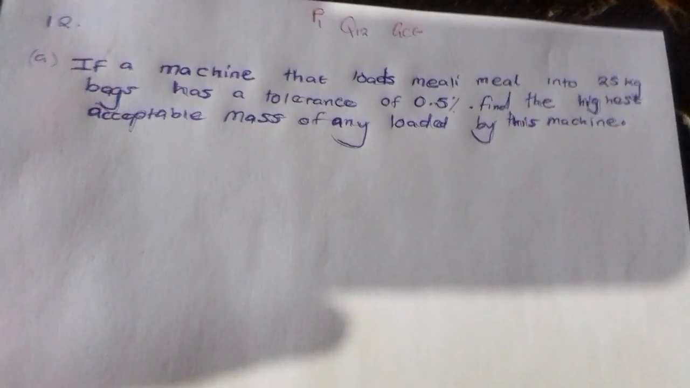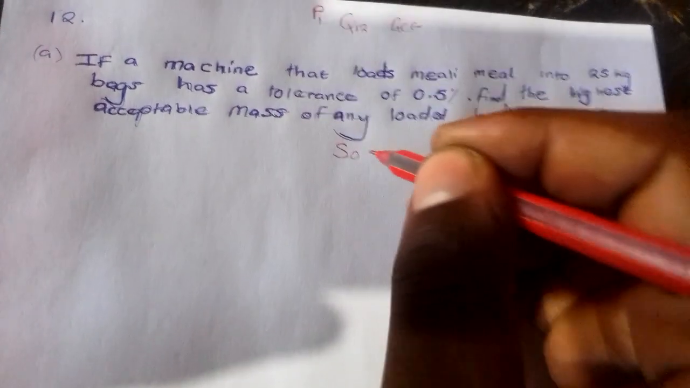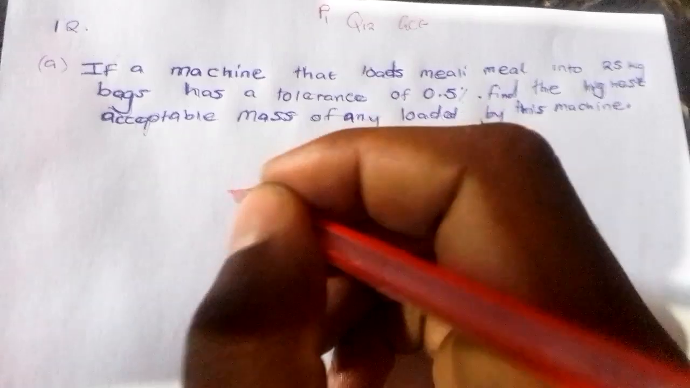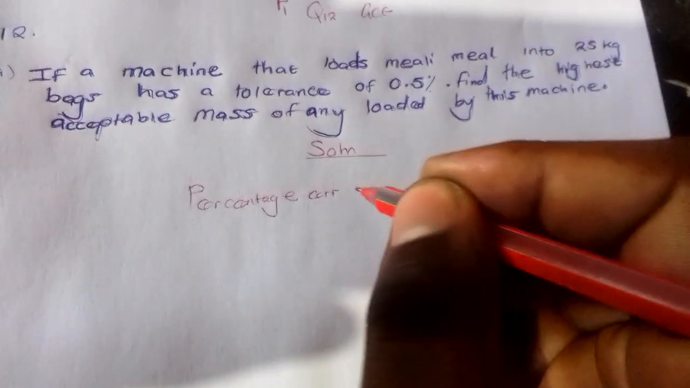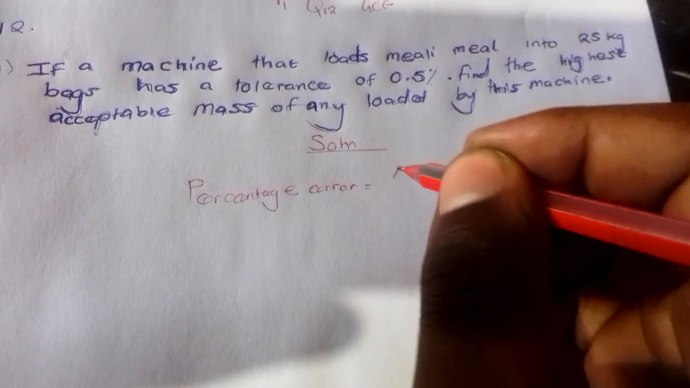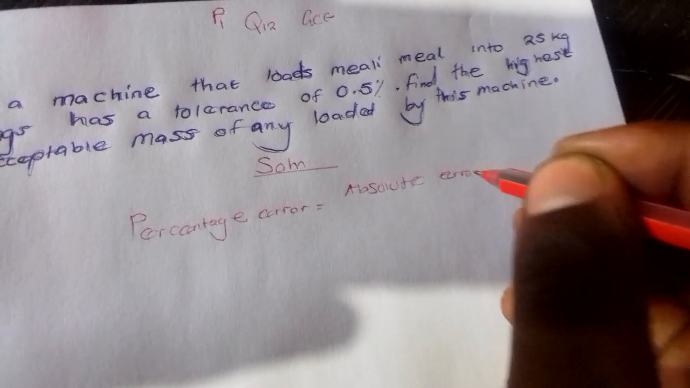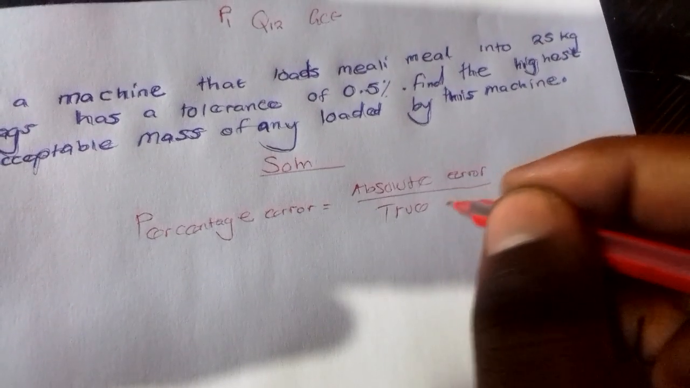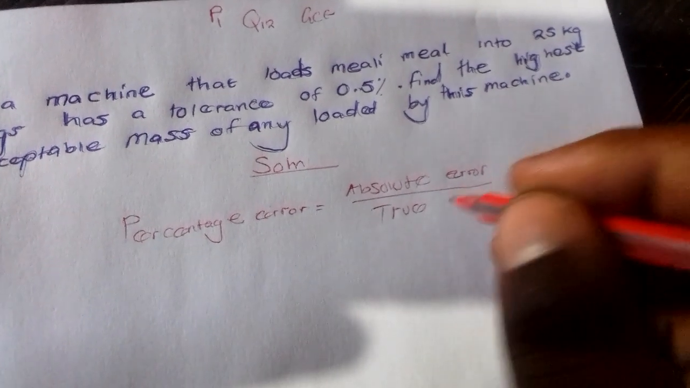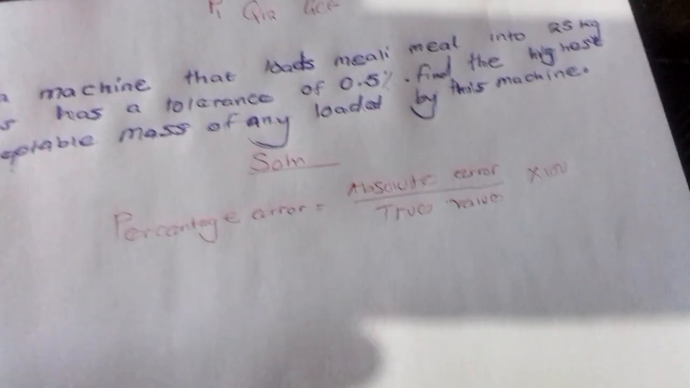So, to solve this problem, we are going to start with percentage error is equal to absolute error over true value, or exact value, times 100. So this is the formula that we are going to use.